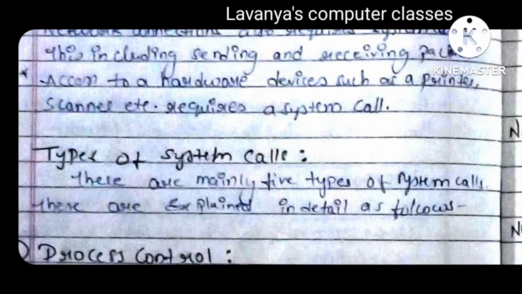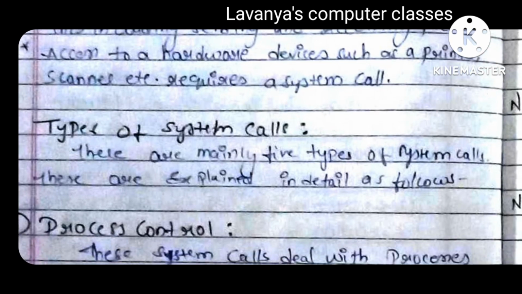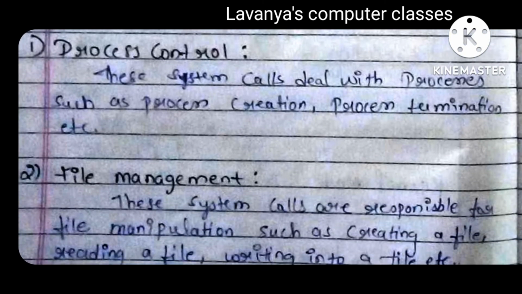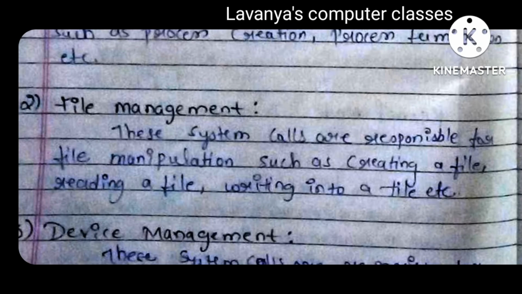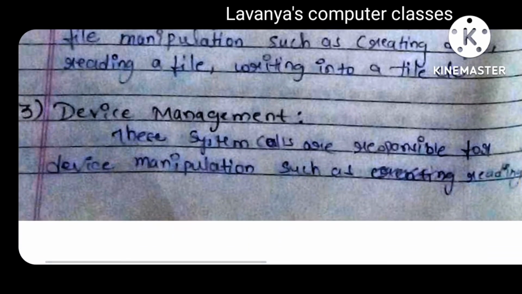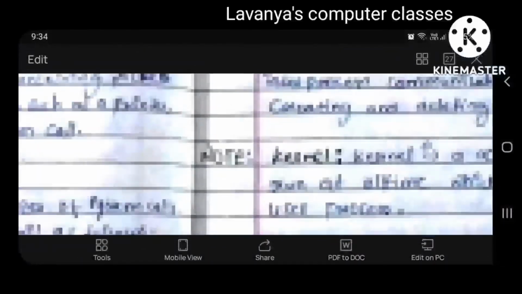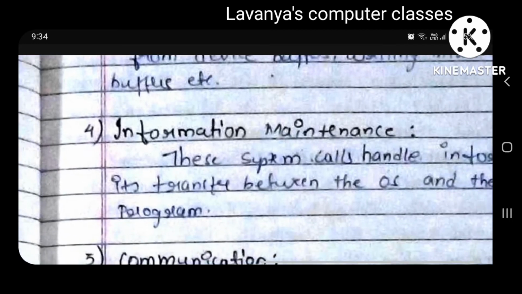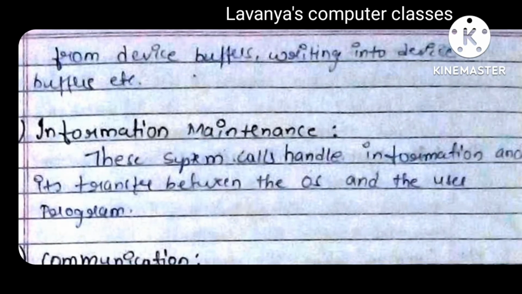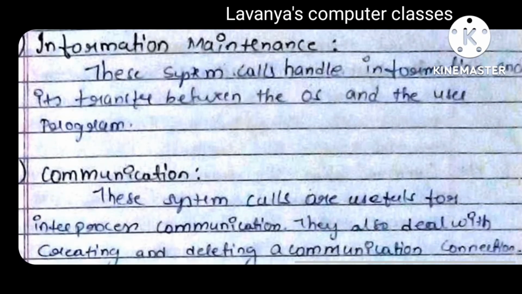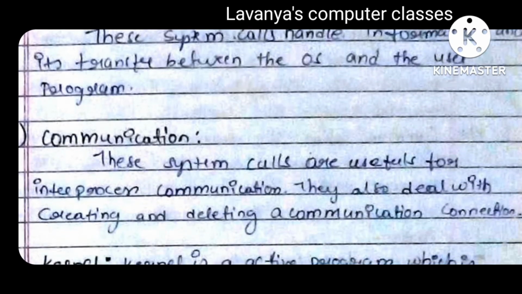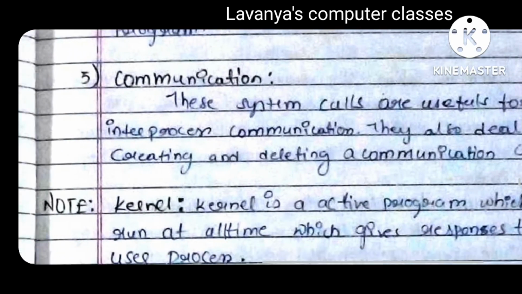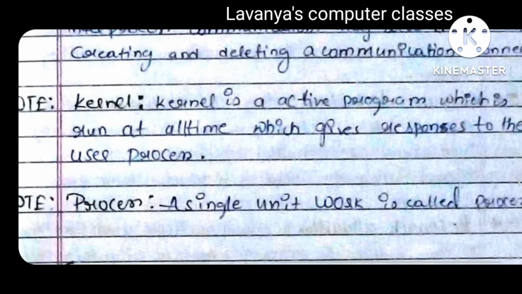Now we go for what are the types of system calls. Process control, file management, device management system calls, information maintenance, communication. For communication we need some system calls, kernel, process.